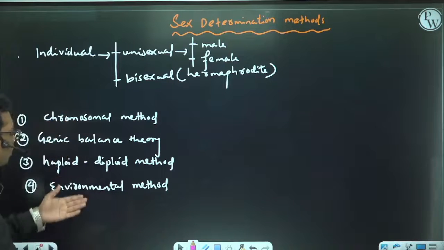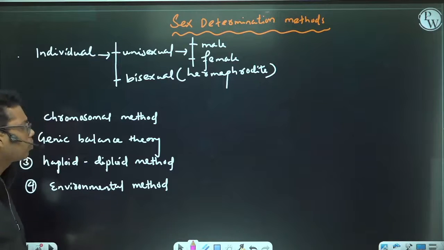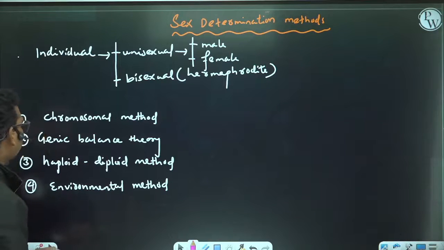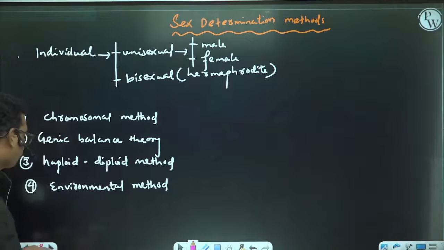These are some of the methods: chromosomal method, genic balance theory, haplodiploid method, environmental method, etc. Or there are some other methods also. But as per NCERT, we will discuss only the haplodiploid method and the chromosomal method. So let's talk about the chromosomal method.